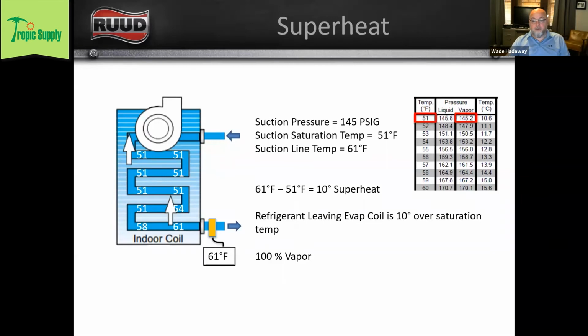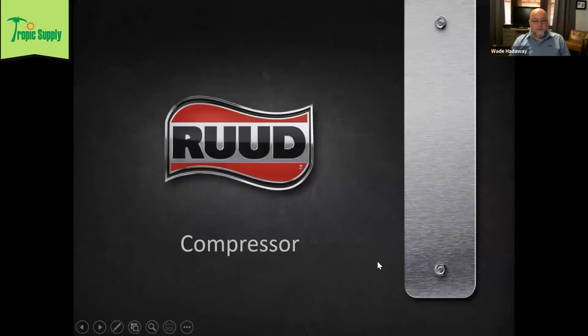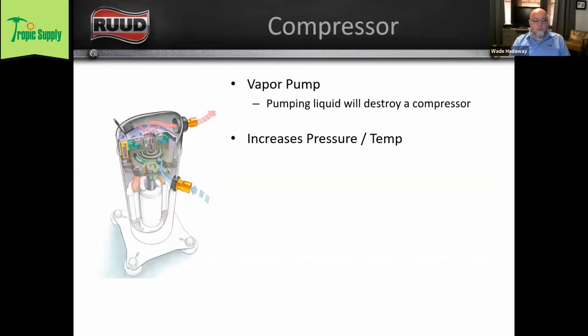Any questions about superheat before we move on? No, I don't see any. You're good to go. All right. So we're going to move on to the compressor.